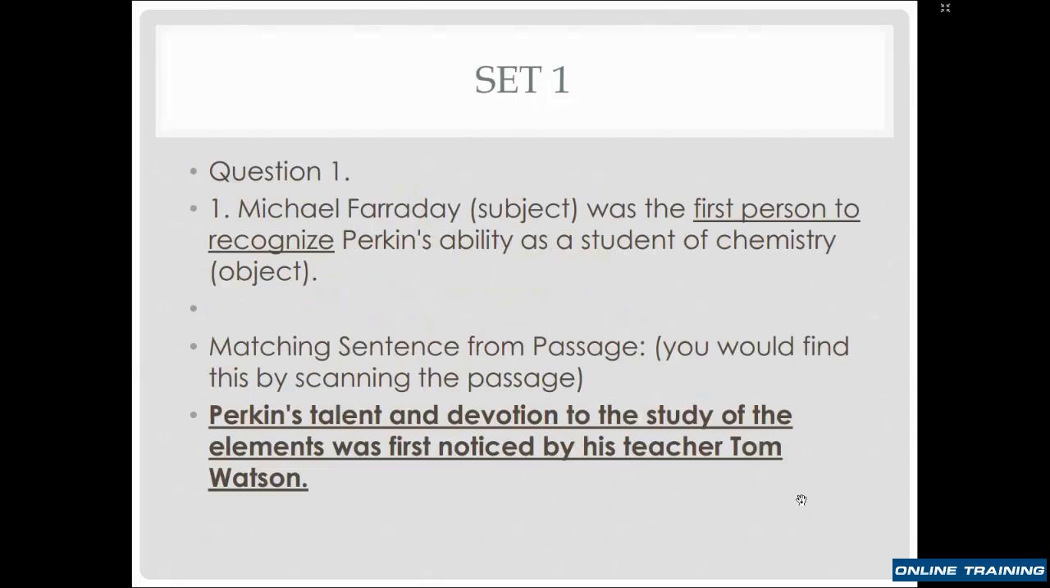So here is question number one. All right. Question number one says, Michael Faraday was the first person to recognize Perkins' ability as a student of chemistry. All right, so that is the question. And then the matching sentence from the passage. You will find this by scanning the passage. The matching sentence says, Perkins' talent and devotion to the study of the elements was first noticed by his teacher, Tom Watson.